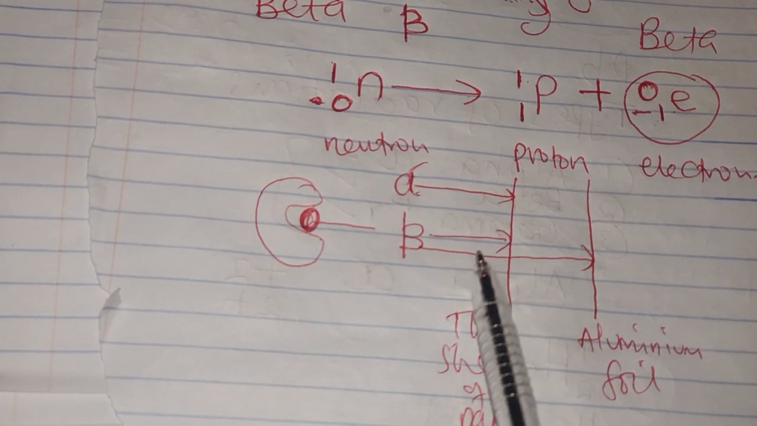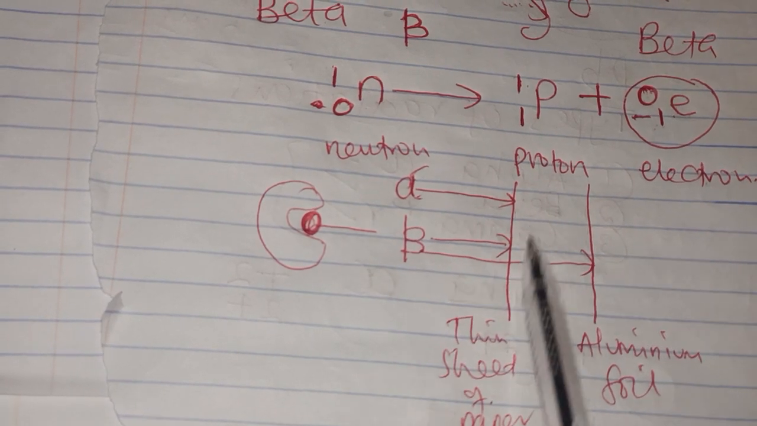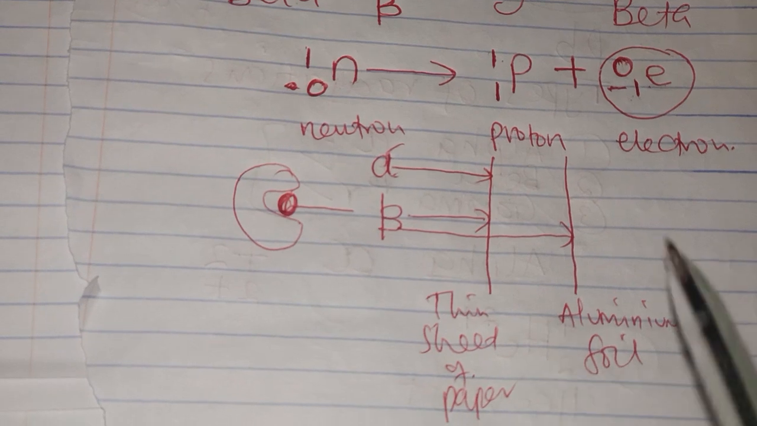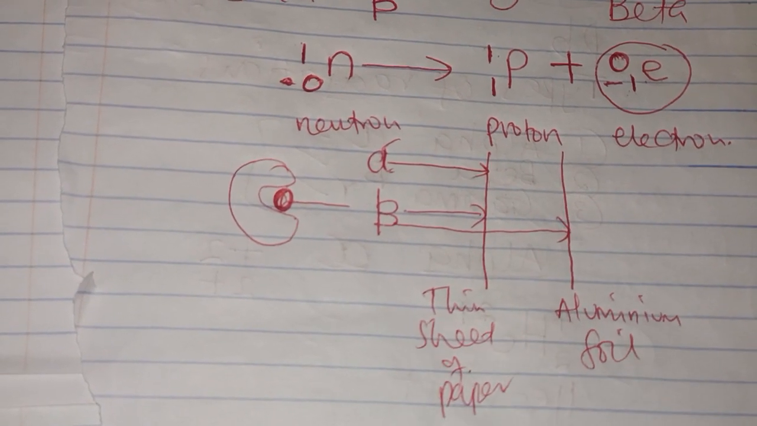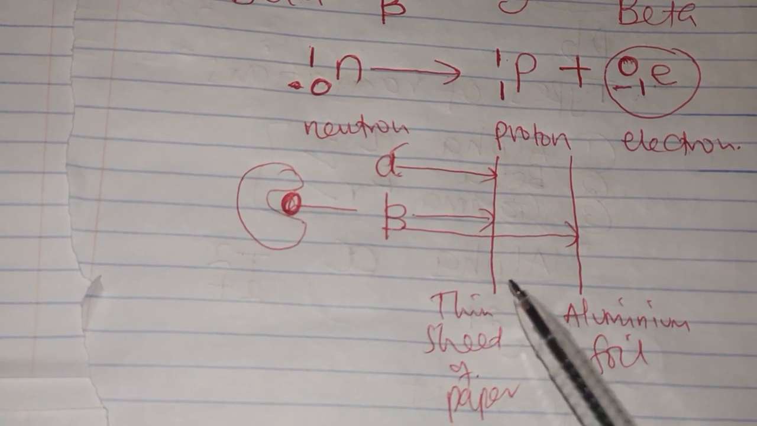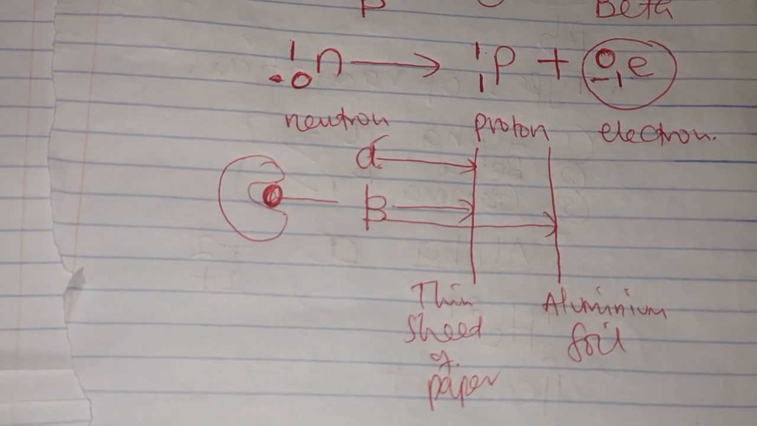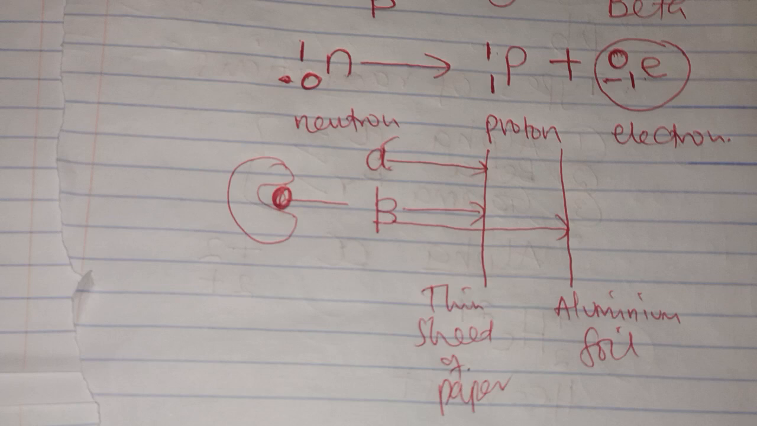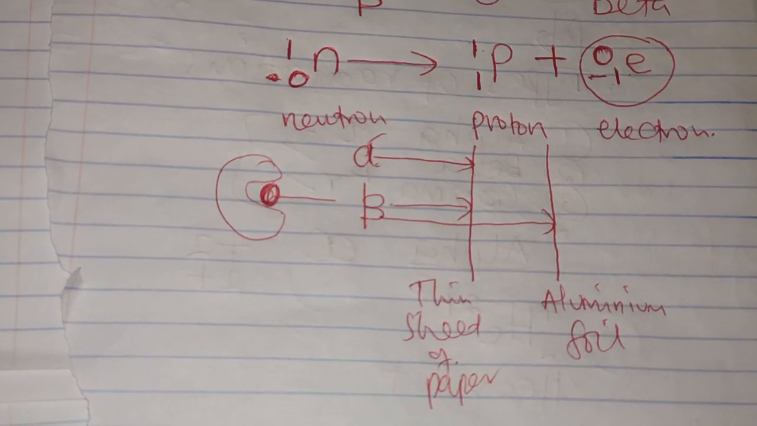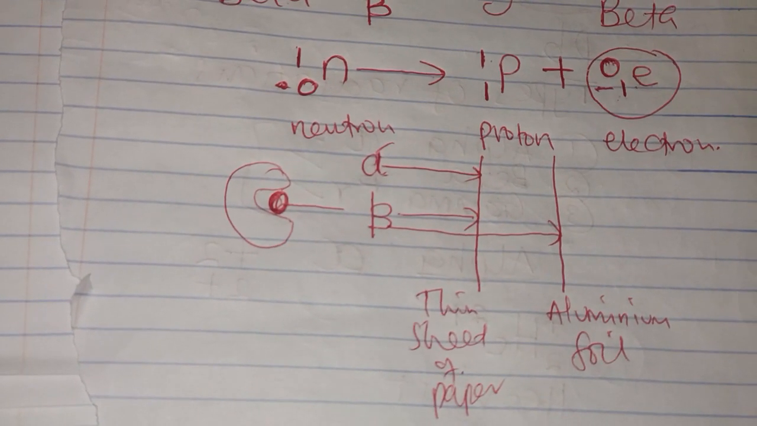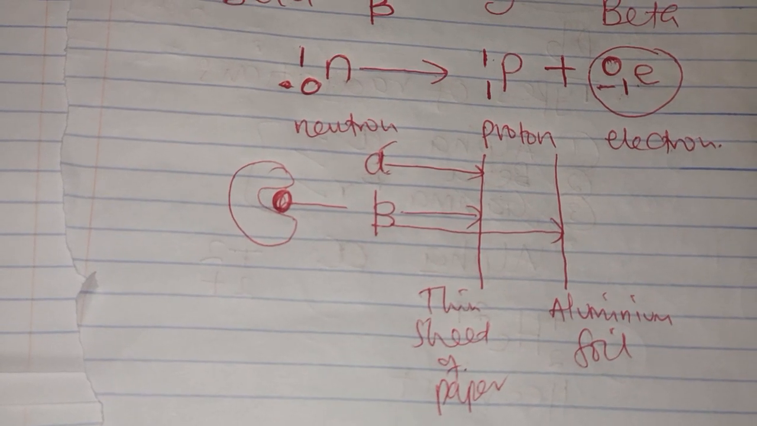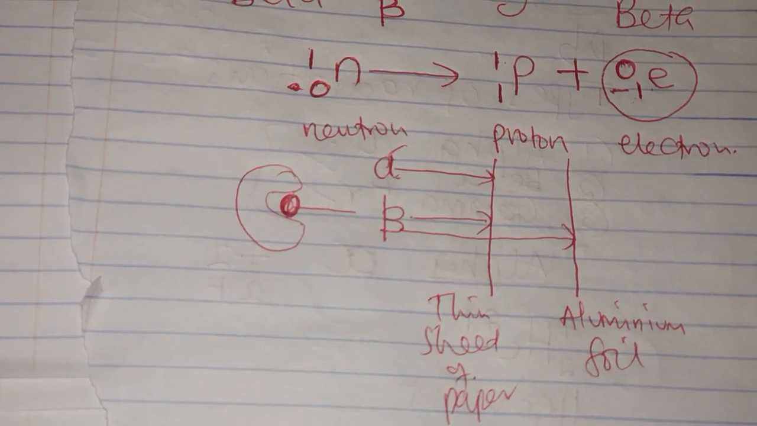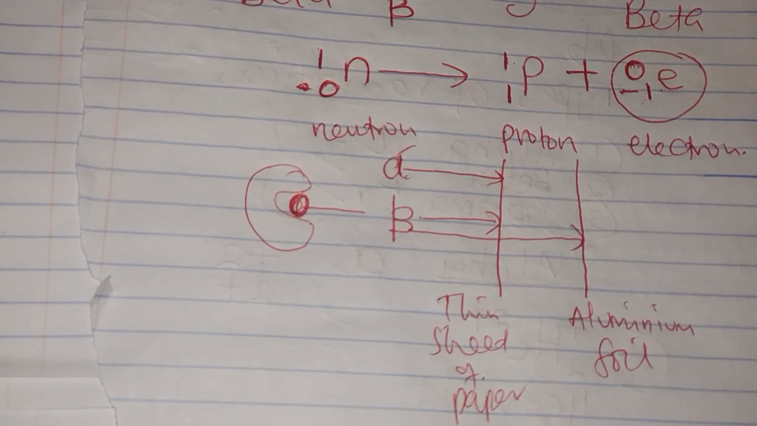So it actually passes through the thin sheet of paper that blocks the alpha particle but gets blocked by that aluminium foil. So it has a better penetrating power. A better penetrating power in terms of passing through the thin sheet of paper that blocks the alpha particle. So it has a higher penetrating power than the alpha particle.